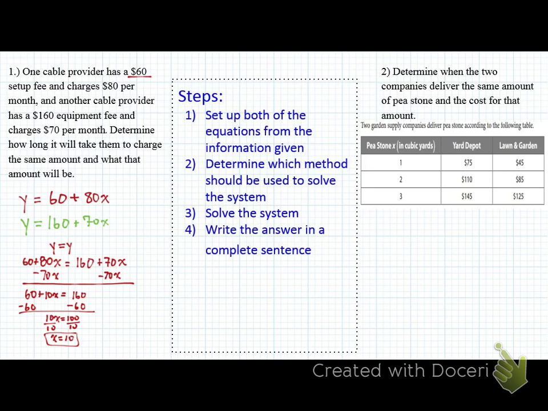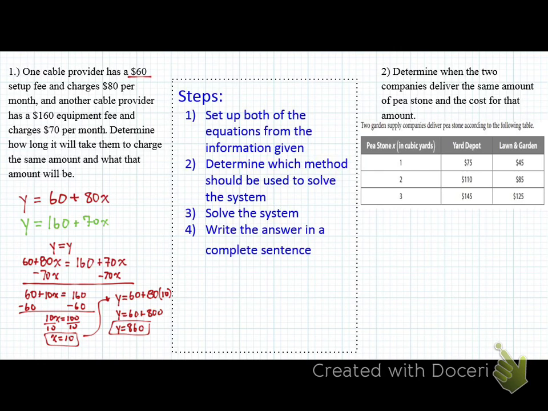I need your participation, okay? So we're going to take the first equation. It doesn't really matter which one, so you said the first y equals 60 plus 80x. And instead of x, we're going to put in what? 10, okay? So we're going to put y is equal to 60 plus 800, or y is equal to 860, okay? So what does 860 represent?